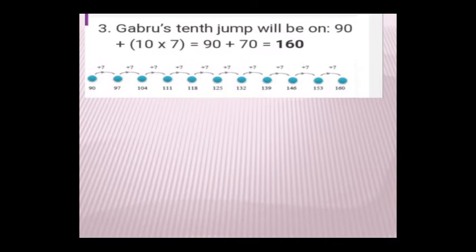Like that only, Gabru's 10th jump. See, Gabru is first standing on the 90th box. You also have to find the 10th jump, multiplying with 7. Why 7? Because Gabru is jumping every 7 boxes. So 90 plus 10 into 7, which is 70. 90 plus 70 is 160. This is another method. Gabru is standing on 90. If you add 7, you get 97. Like that only, if you add 7 ten times, you get the number 160. That is the 10th jump of Gabru.